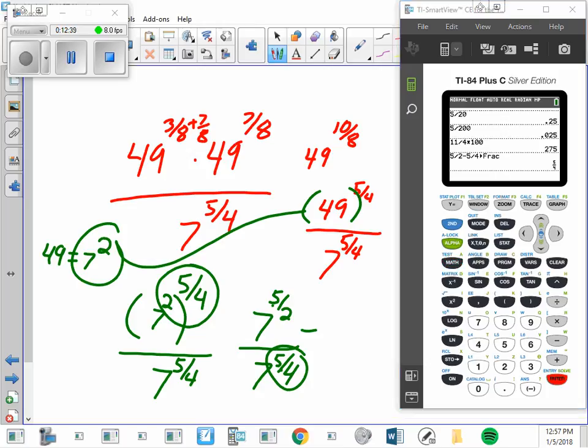So the answer is 7 to the 5/4, also known as the 4th root of 7 to the 5th. And that 5 can go on the inside or the outside. It doesn't matter.